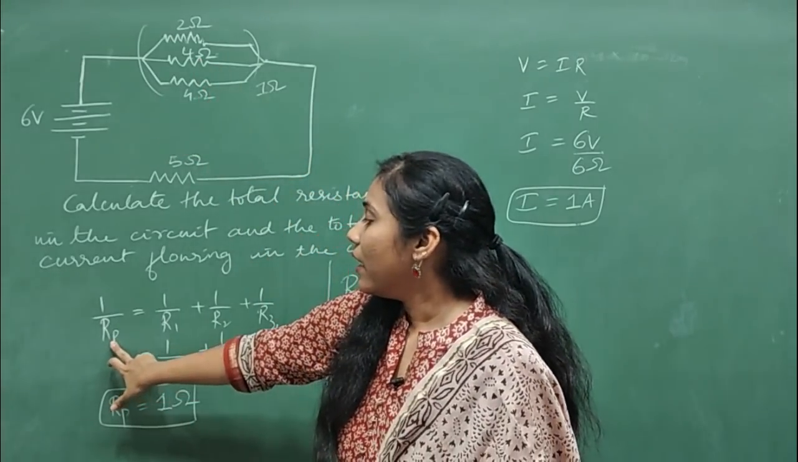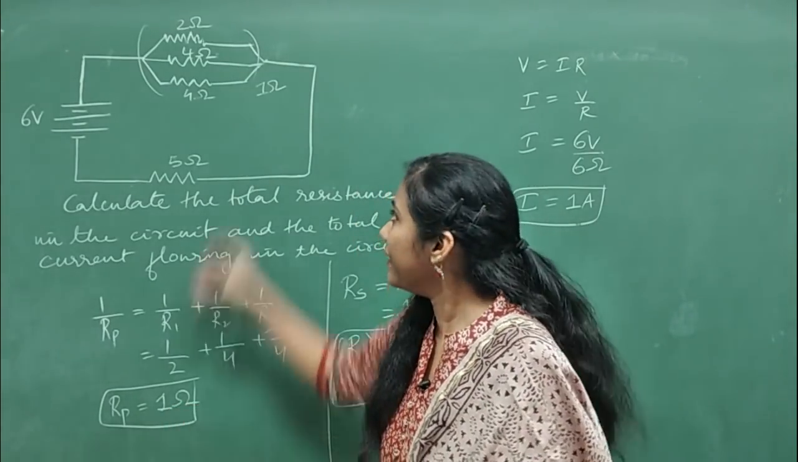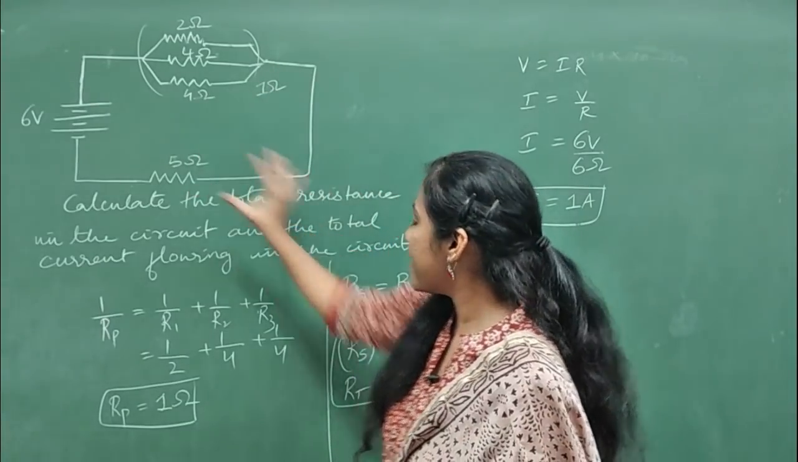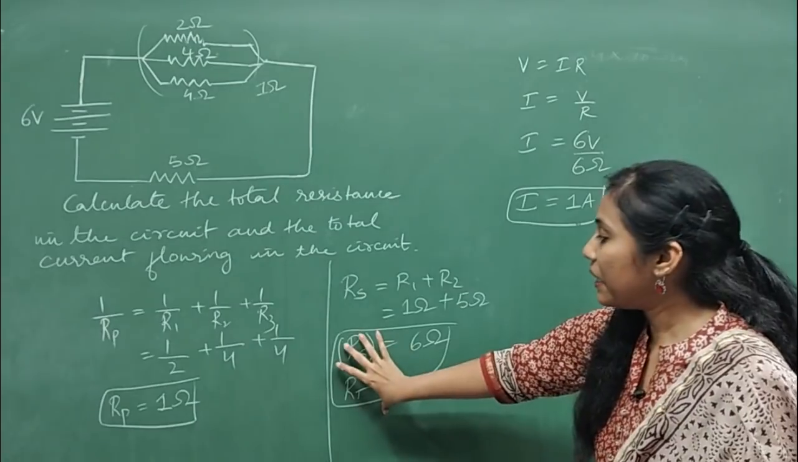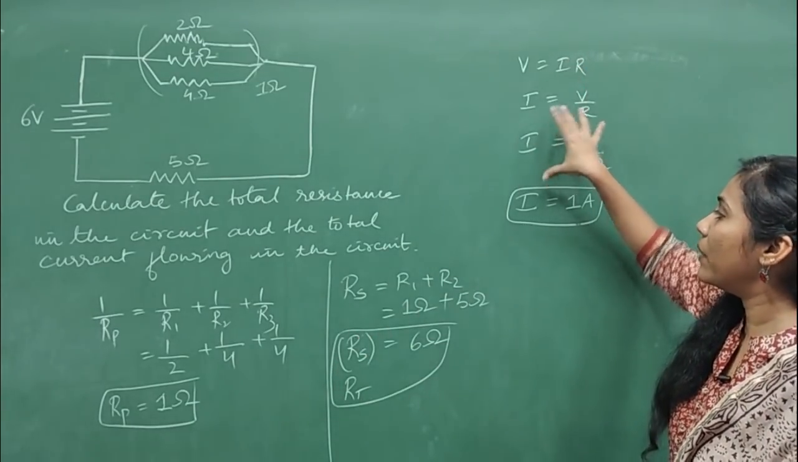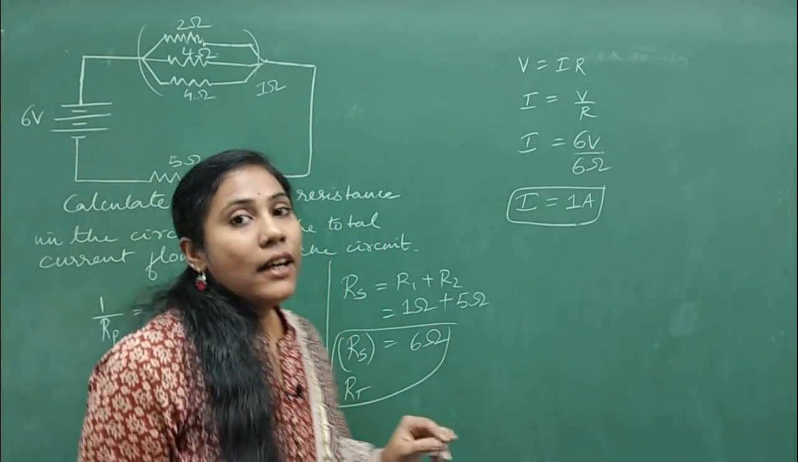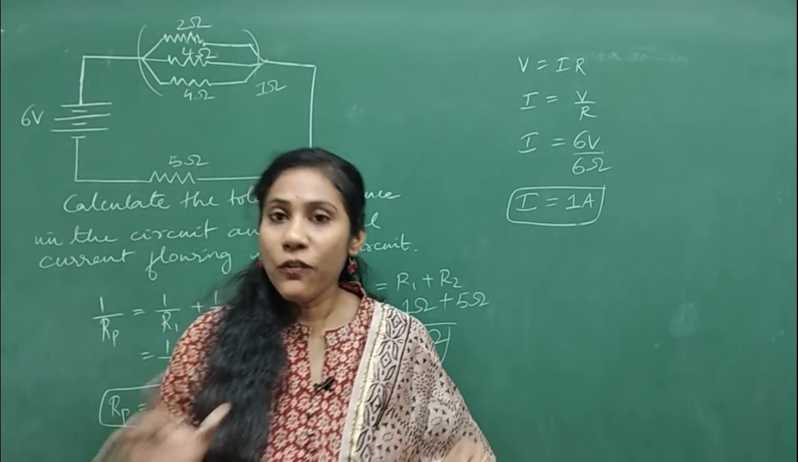So the parallel formula we have used, calculated Rp, that is this whole resistance, and later this and this in series, no? So Rs is equal to R1 plus R2, calculated total resistance. Then we substituted in Ohm's law formula and calculated the total current. So this is a very famous model from the chapter electricity. Let's go for one more problem.